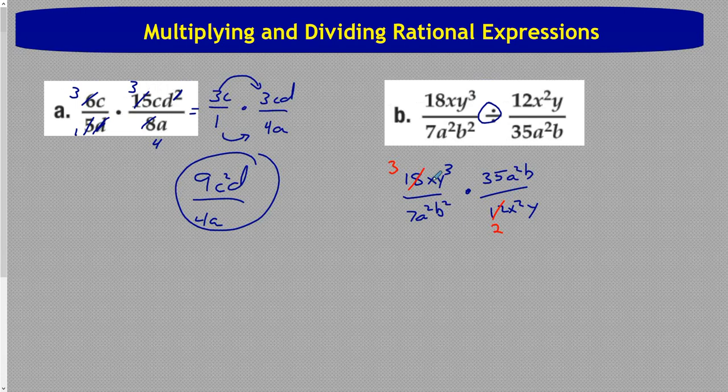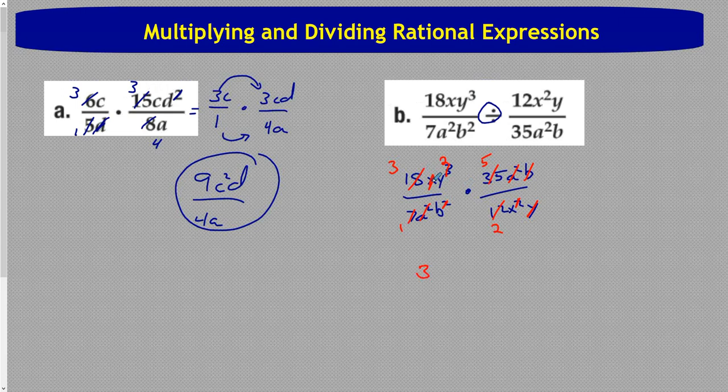I have an x in the top and 2 x's in the bottom, so that becomes x to the first. I have a y in the bottom and 3 y's up top, so that's going to become y squared. Okay, be careful when you start marking all over this, just so you can see what you're left with. 7 goes into 35 5 times, but it only goes into 7 once. I have an a squared in the top and an a squared in the bottom. Those both cancel. A b in the top and a b squared in the bottom, so that's just b to the first.